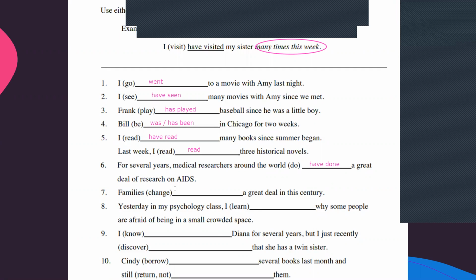Tommy, number seven, please. Families have changed a great deal in this century. Very good. Have changed. Eight. Karen, please. Yesterday in my psychology class, I learned why some people are afraid of being in a small crowded space. Very good. Thank you.